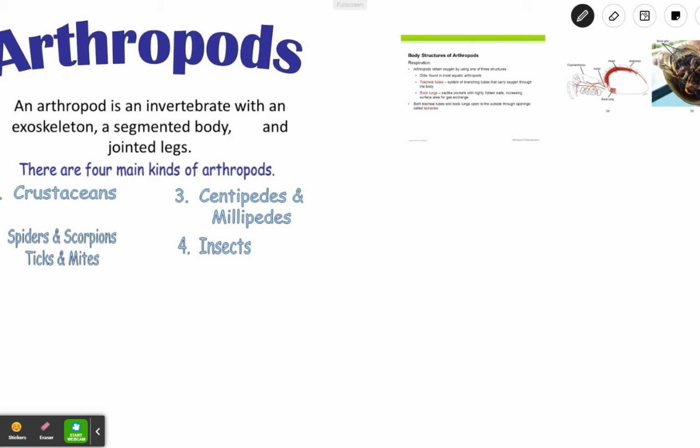Now here, an arthropod is an invertebrate. What does the word invertebrate mean? Okay, invertebrate. Excellent job. In means no. Vertebrates, this means they don't have a backbone. So this means arthropods don't have a backbone, with an exoskeleton.